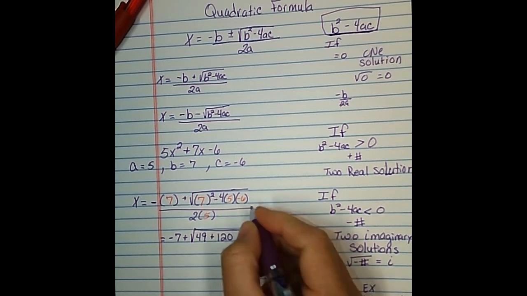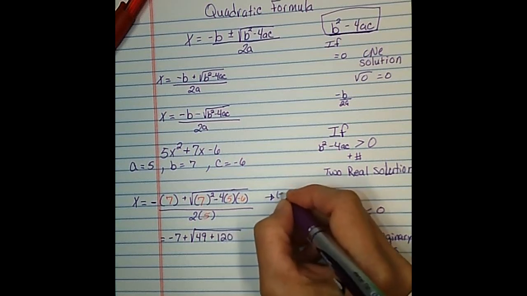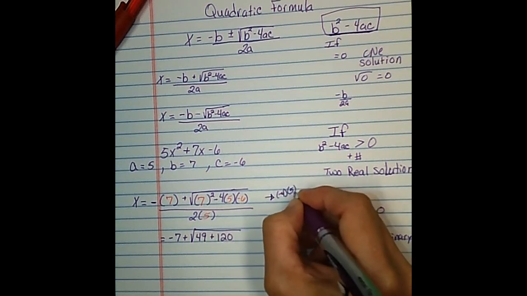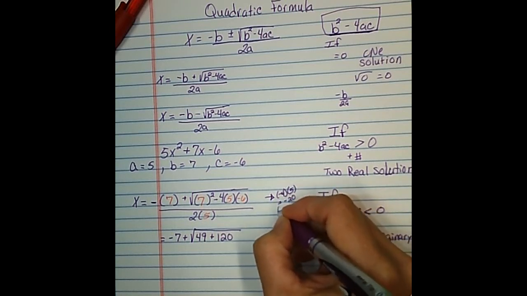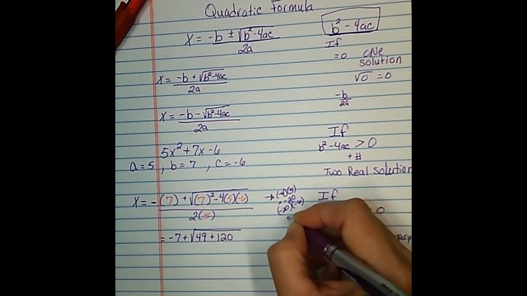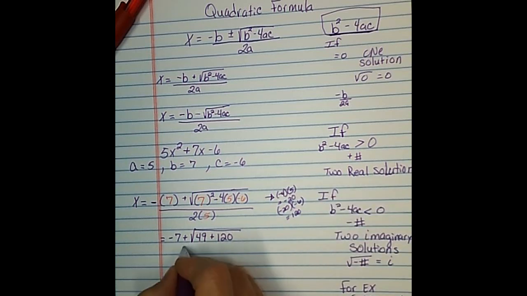So you see that? I kind of skipped that step, so let's make a nice side note. Negative 4 times 5 is negative 20. Negative 20 times negative 6 is equal to 120. Negative times negative is positive. All over 2 times 5, which is 10. Oh, so I can stop right there just for a second.